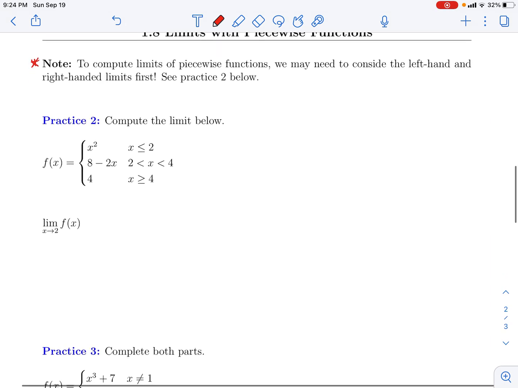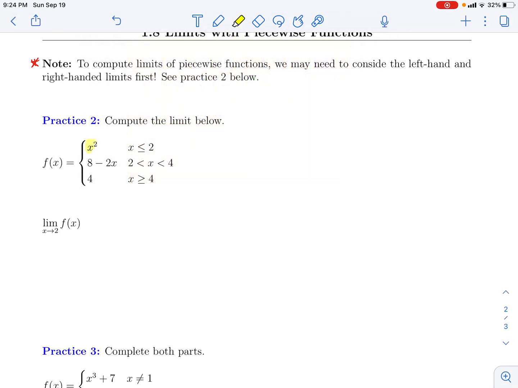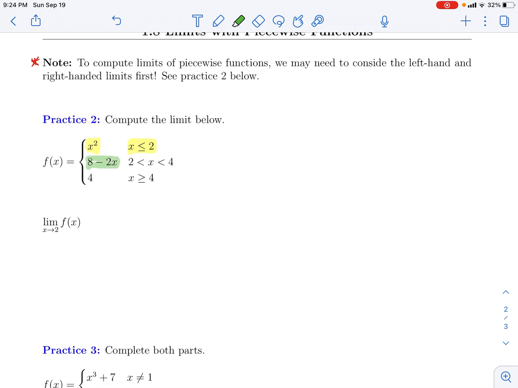Okay, so here I have the 3 pieces of my piecewise function f of x. And it says to find the limit as x approaches 2 of f of x. When you look at these pieces, you see that we have this piece, I'm going to highlight in yellow, x squared for when x is less than or equal to 2. And then we have this piece, 8 minus 2x, when x is in between 2 and 4.